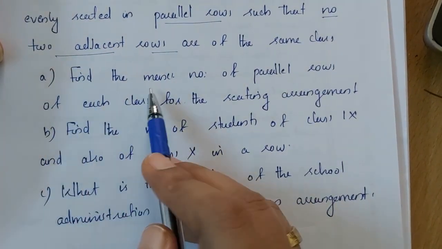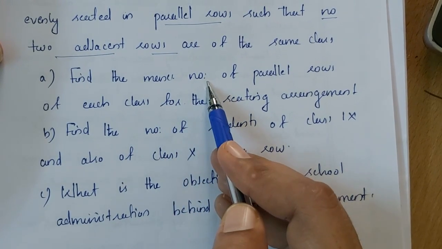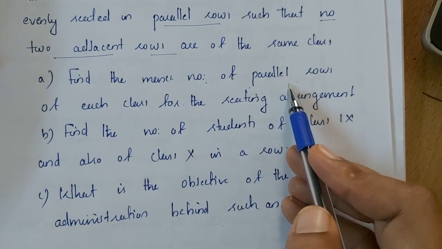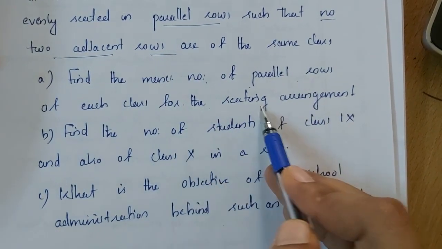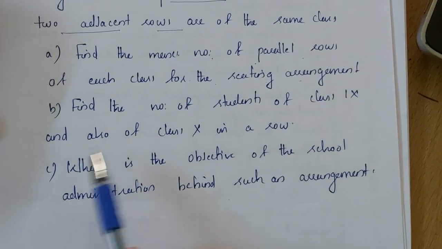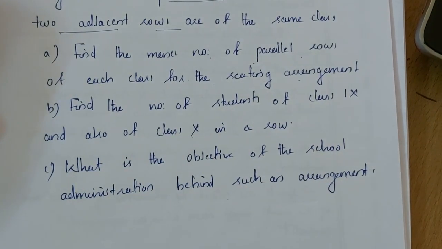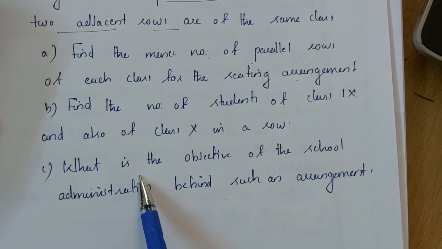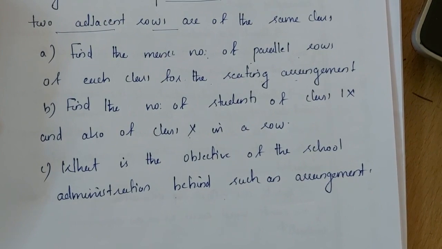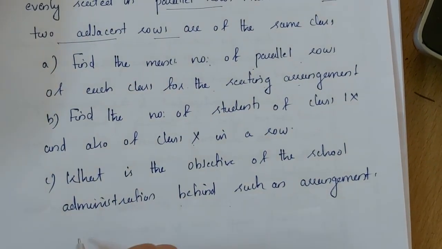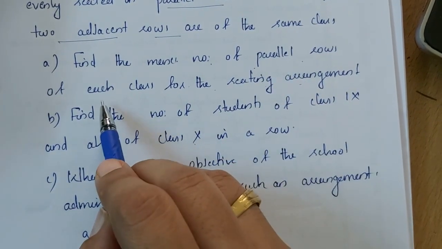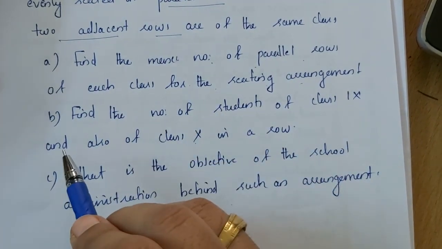Then find the number of students of class 9 and also of class 10 in a row. And the last one is, what is the objective of the school administration behind such an arrangement? Okay, let's go to the first question. Find the maximum number of parallel rows of each class for the seating arrangement.